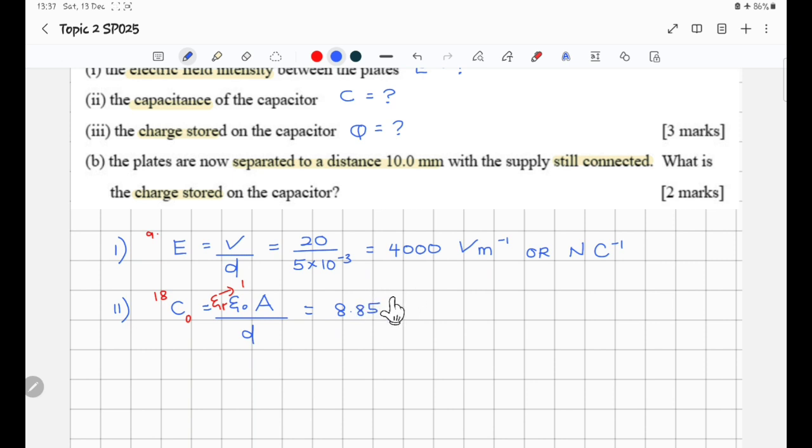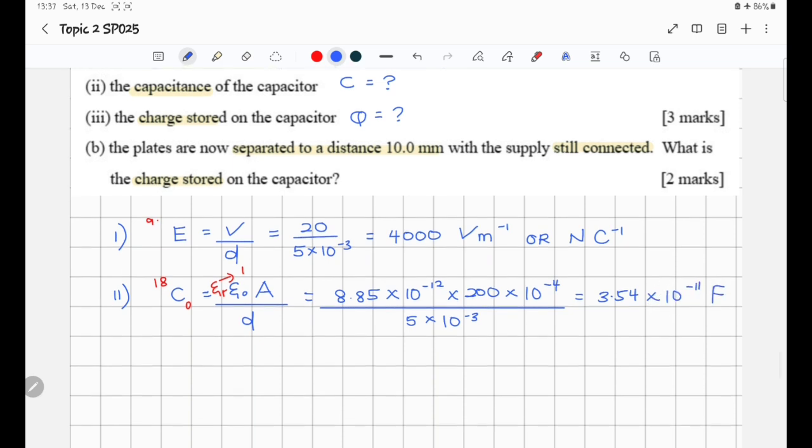Epsilon naught is a constant value. Substitute the values correctly, which is why conversion is very important. Then press the calculator. So we have 3.54 times 10 to the power of negative 11, and the unit for capacitance is farad.